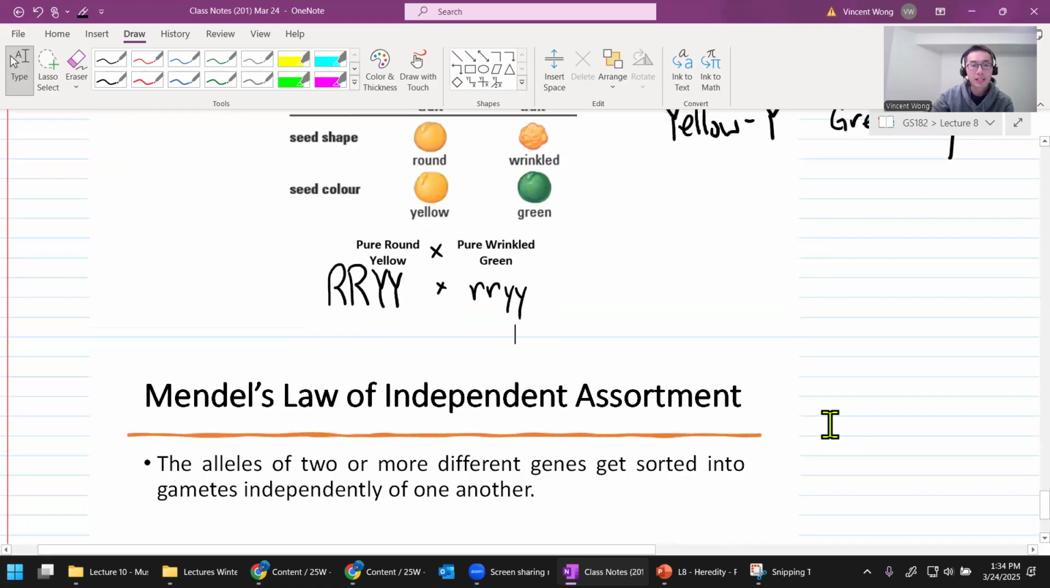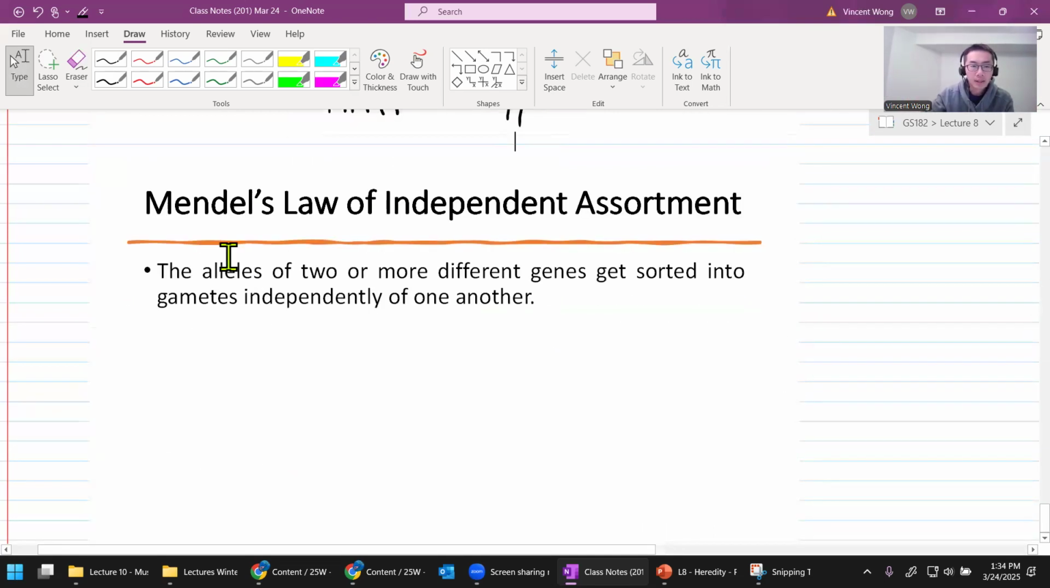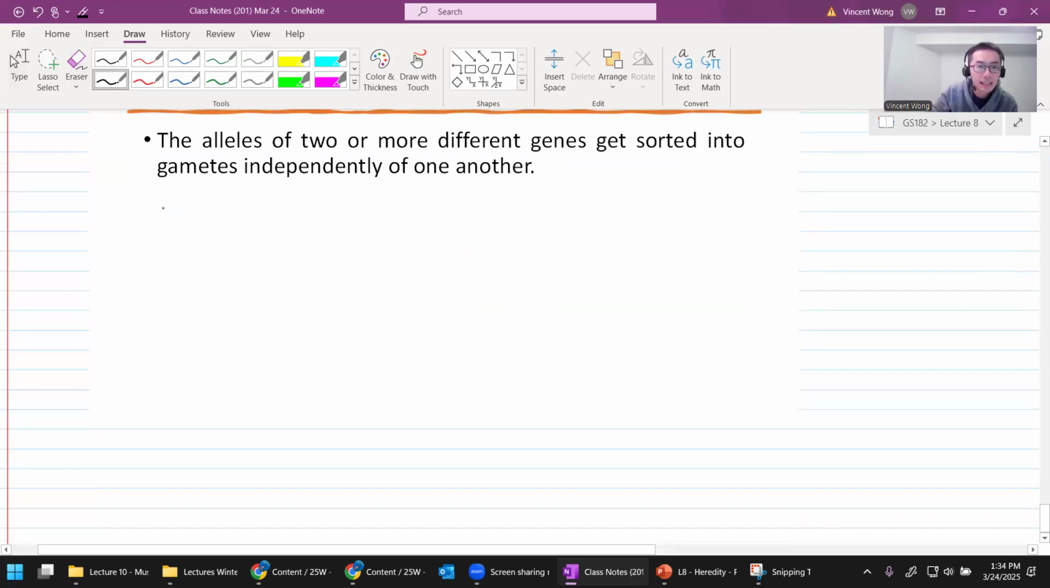So let's look at Mendel's second law. The first law was the law of segregation, which basically states that the alleles will separate and the gametes will only get one of the alleles, even though you started with two. Here, I'll just read it to you first. The alleles of two or more different genes get sorted into gametes independently of one another. So what does it mean? Let's say the person is big A, small a, and the other gene is big B, small b. We have two alleles for A and two alleles for B, two separate genes that we're looking at.